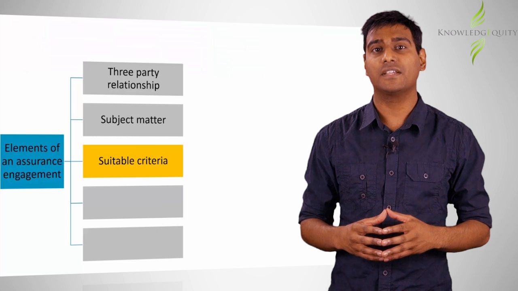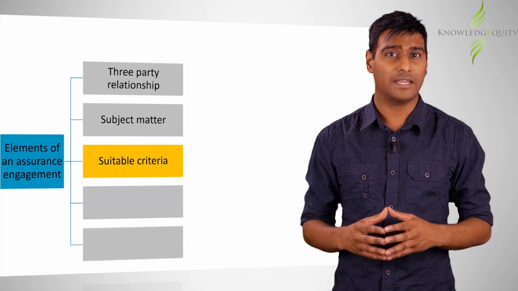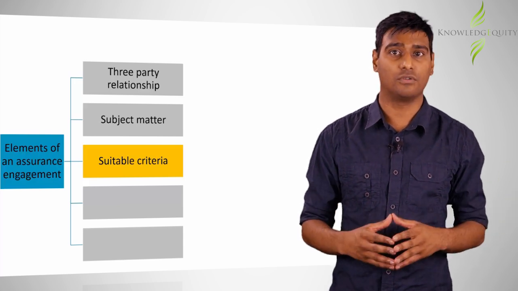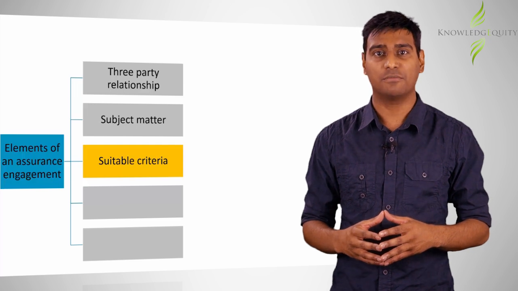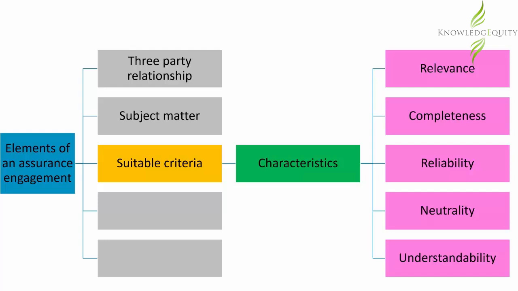Suitable criteria refers to the benchmark or rules that are used to measure or evaluate the subject matter. Suitable criteria can either be established already, for example, standards or laws, or it can be developed for the measurement or evaluation of specific criteria. The international framework identifies 5 characteristics that all suitable criteria should have. These include relevance, completeness, reliability, neutrality, and understandability. In terms of our example with George and Martha's fruit and veg business, a suitable criteria for the preparation of their business's financial statements would be the International Financial Reporting Standards for Small and Medium Enterprises, that is, IFRS for SMEs.